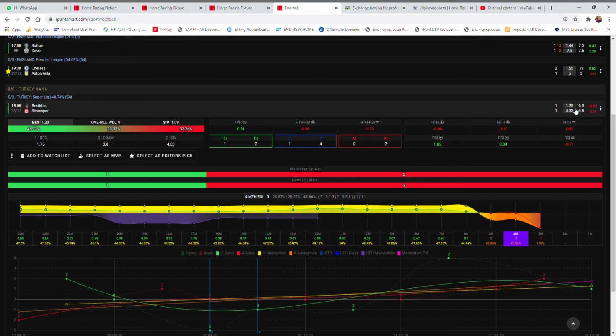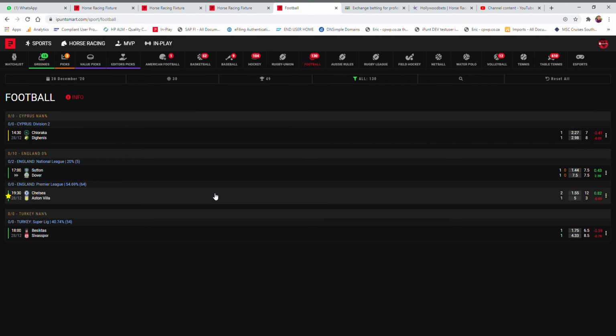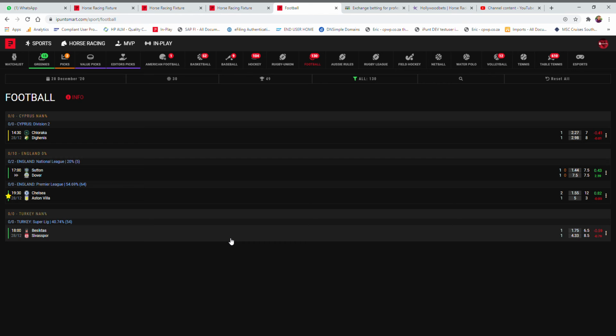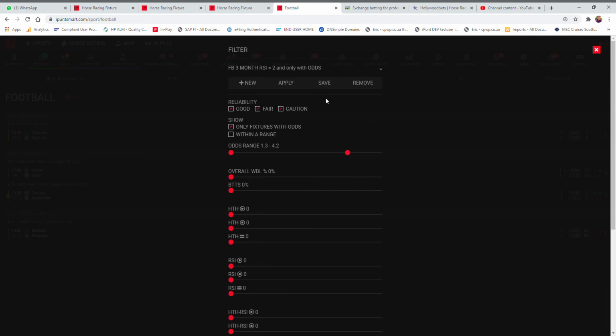Can't make it an editor's pick though, because yes, the filter picked it up on the 3-month being more than 2, but that's only on the 3 months. You can see all of these are green as home, so I'm not going to make it an editor's pick, but certainly an interesting one for Sivasspor at 4.33. Let's see if I have any other filters.